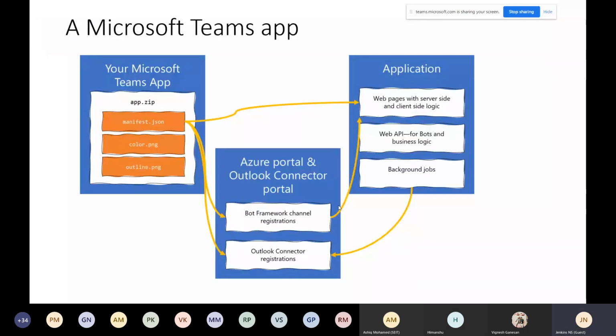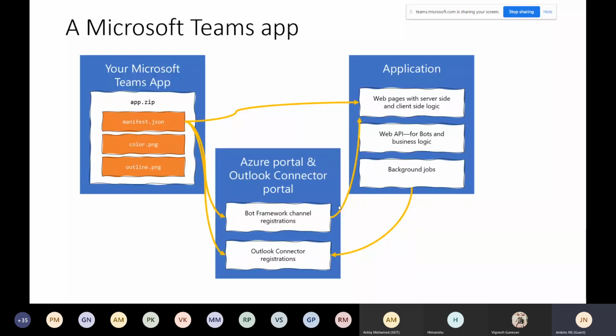Okay, so for app development, first you need to understand that apps always have three phases. One is App Studio, which is nothing but a manifest file with two icons. The color.png is one small icon, and the outline icon is a bigger icon. They show based on the place.